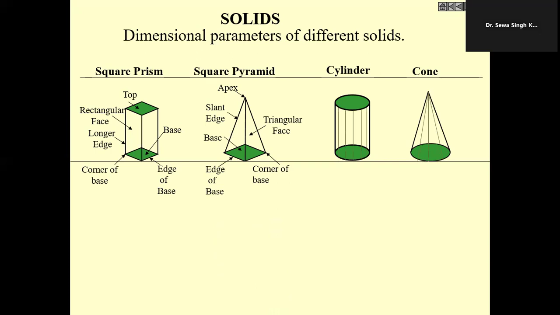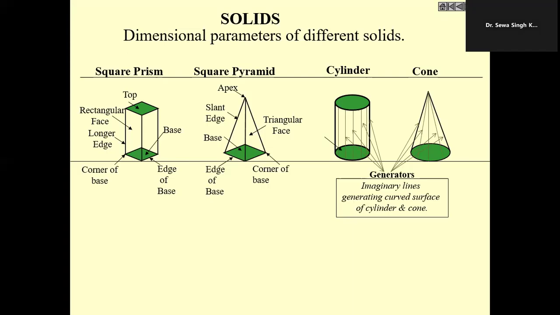In case of cylinder and cone, we don't have visible edges on the surface because the surfaces are curved surfaces. So these are the imaginary lines which are called generators. A line which generates the curved surface is called generator. Imaginary line generating curved surface of cylinder or cone is called generator. This is base. This is apex in case of cone. This is base of cone, right?